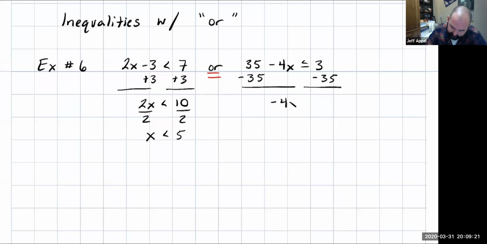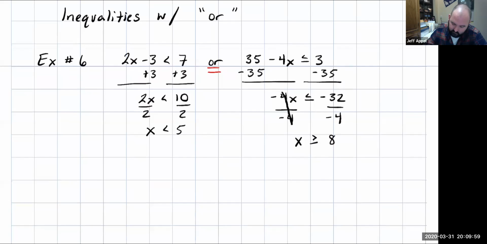And I get negative 4x is less than or equal to negative 32. And then I have to divide both sides by negative 4. Now this should set up a bit of a red flag for you, because we're doing an inequality and we're dividing both sides by a negative number. So remember, when you do that, you have to switch the inequality symbol around. So cancel the negative 4s, and we get x is now greater than or equal to, and negative 32 divided by negative 4 becomes positive 8. Okay, so we've solved each one. Now we're going to do exactly what we did before.